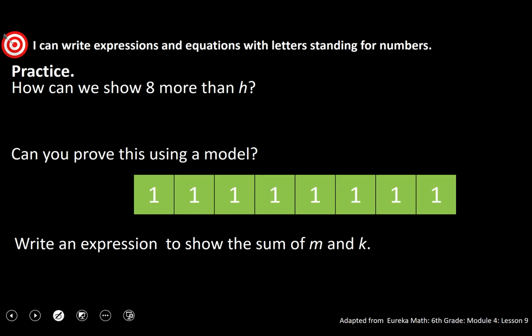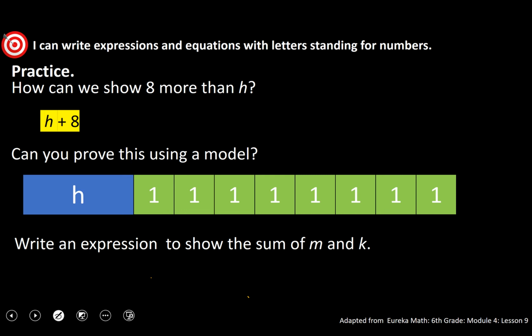All right, so first thing I did was I actually did the model. So there's 8 more than H. Oh, I just messed up the thing. Okay, so if 8 plus H, we have 8 more than H. So if we start with H and then we get 8 more, it would be H plus 8. So I can draw this using this model. So I have an H, and then I have 8 ones that are added together. For writing an expression to show the sum of M and K, I'm just going to add M and K. So it's going to be M plus K.